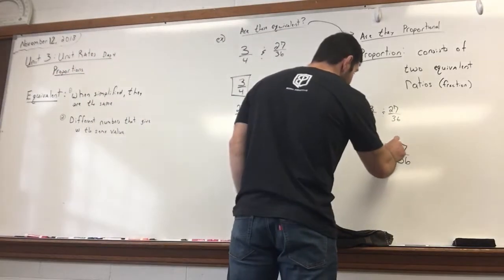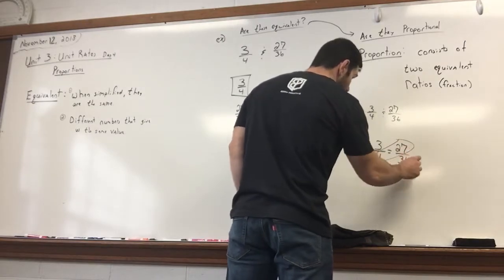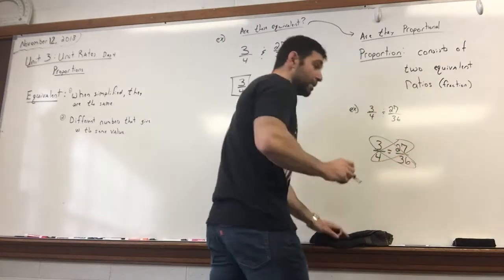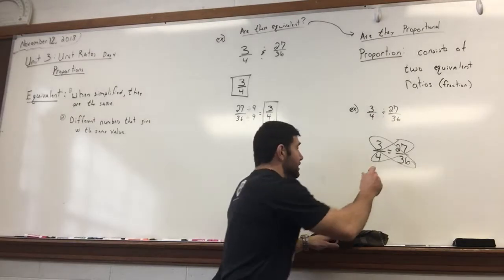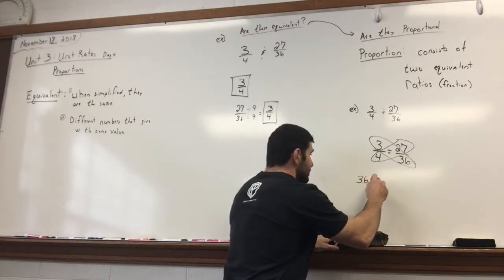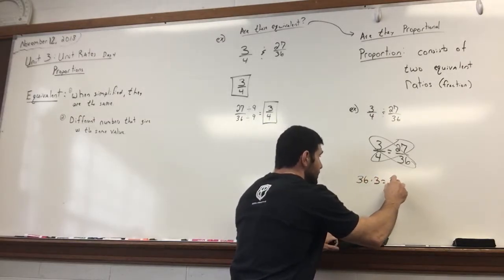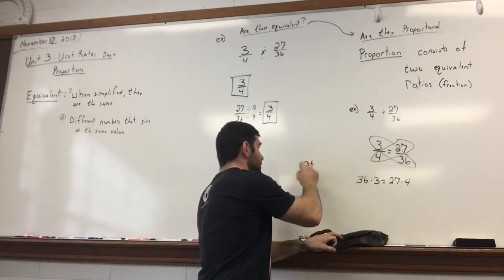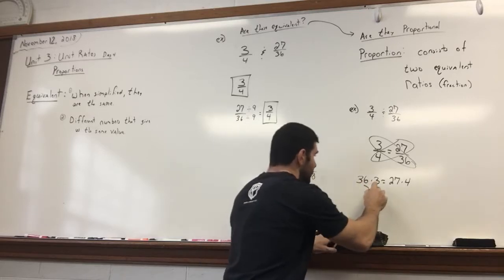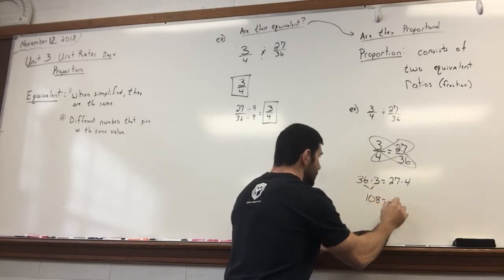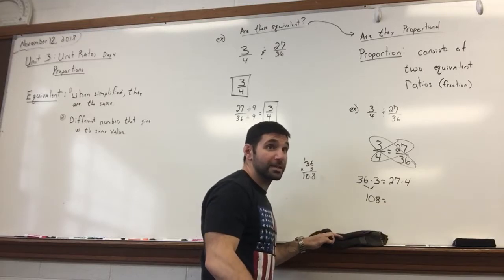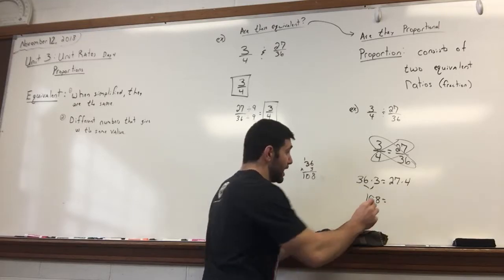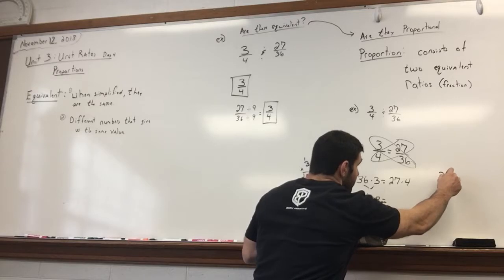So I am going to check to see if these are equivalent by cross multiplication. So now I've got, is this in there? Yeah. 36 times 3 equals 27 times 4. Well, let's see. That's 8, carry the 1, 9, 108. So this is 108. For them to be proportional, what does the other side have to be? Has to be 108. Well, let's see.